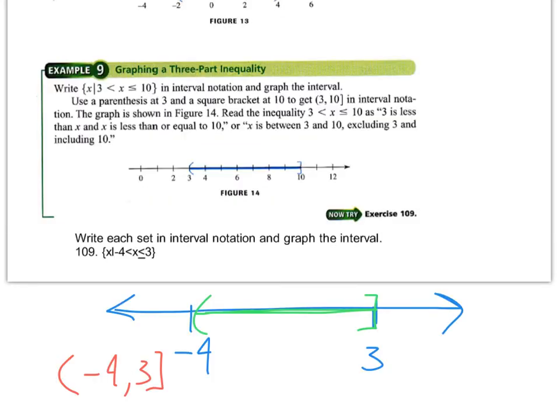Alright, so here's what my graph and interval notation look like. Parenthesis at -4, bracket at 3, facing together, we connect those, and then the interval notation, just parenthesis -4, comma 3 bracket, and that is it.